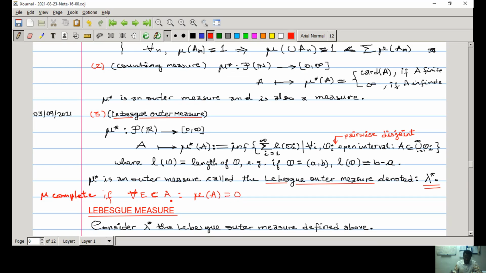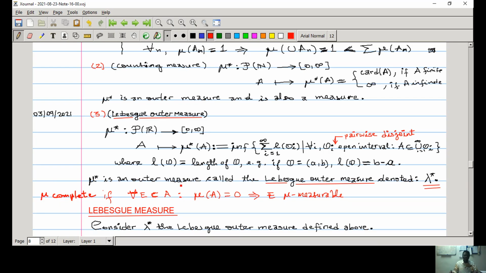So mu A is 0 means that A is what? It's a negligible or a null set, right? So here, this means that A is a null set. So any subset of a null set is mu measurable. So if this is true, we say that mu is complete, and that's the case for the Lebesgue measure.